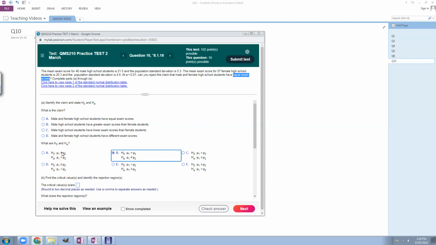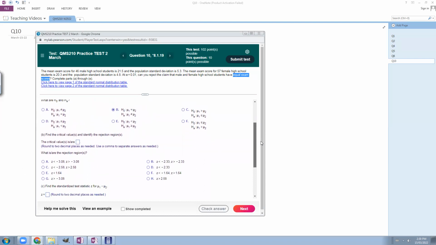A looks similar, but A cannot be right because a not equal symbol can never go in the null hypothesis. Equal symbols can go in the null hypothesis and never in the alternative. So between these two, A and B, even though the hypotheses are the same, we have to pick the one which has them in the correct order. The claim here is that they have equal exam scores. That's A.